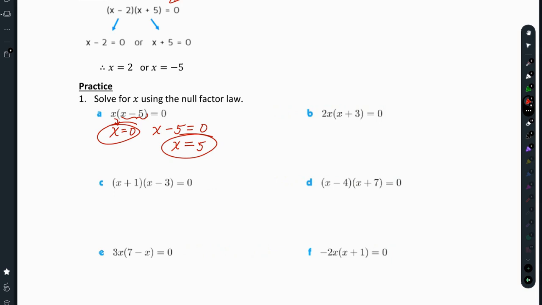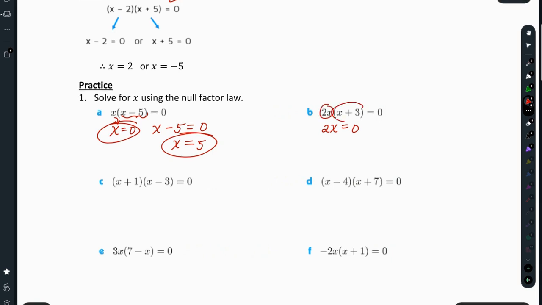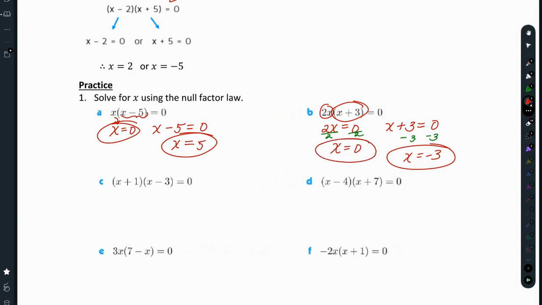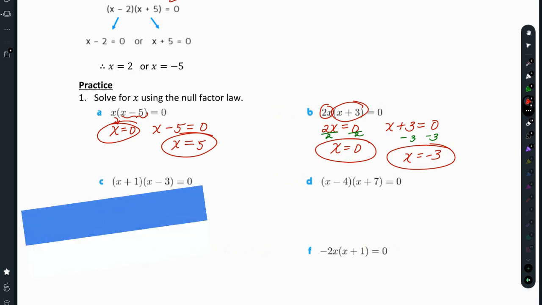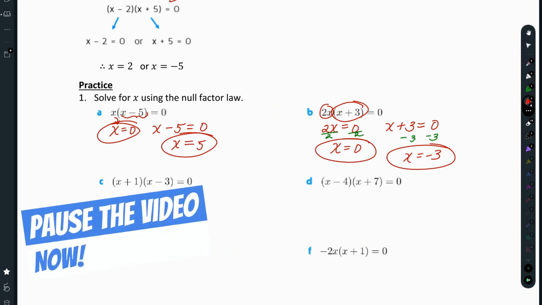Now if I move on to letter B, I'll set 2x equal to 0, this part, and then I'm going to set this part equal to 0. So I'm going to get x equals 0, because if we divide both sides by 2, right, 0 divided by 2 is just 0. And then if I subtract 3 from both sides over here, I get x equals negative 3. So my solutions for this one are x equals negative 3 and x equals 0. So what I would recommend is right here, pause the video, and when you're ready, come back and check your answers for the remaining practice for number 1.